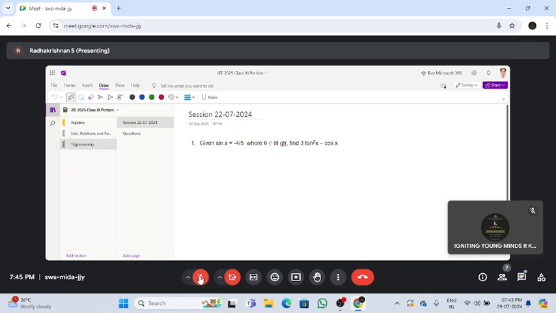Or we can draw the right angle triangle, mark the 4 and 5 in the opposite and hypotenuse, and find the adjacent side, and then whatever angle is asked, you can find it. Yeah, very good, very good.